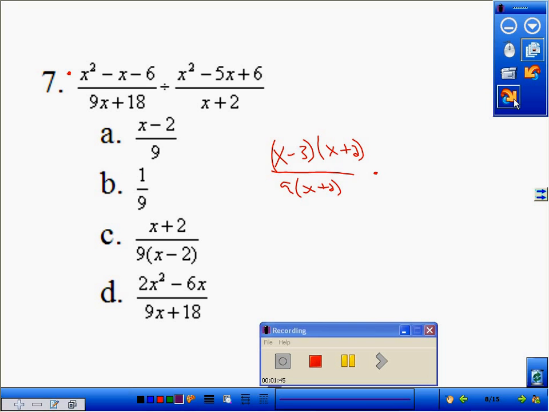Then we change to multiplication, and now we flip. So x plus 2 goes to the top, which is already factored. And x squared minus 5x plus 6, if we use the magic x to factor that, we're going to get x minus 3, x minus 2. We start canceling. X minus 3 cancels, and x plus 2 cancels. So we're left with x plus 2 over 9, x minus 2, which is C.